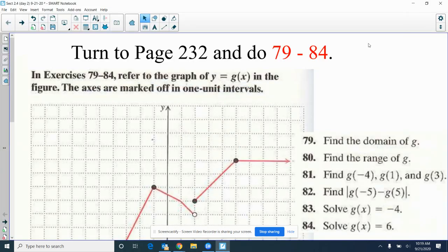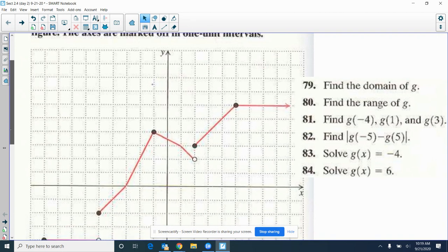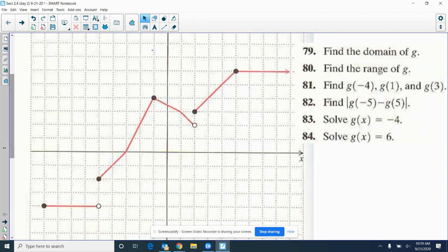All right, Grace, what do you think? 79. I got bracket -9 to infinity, parentheses. So bracket -9 to infinity. So the domain.